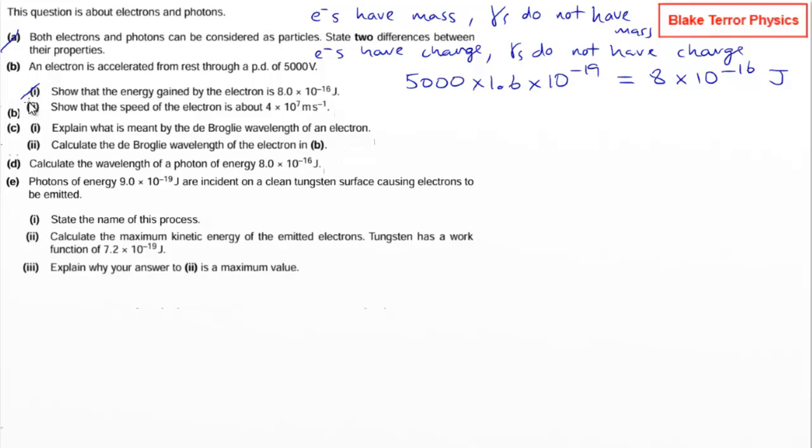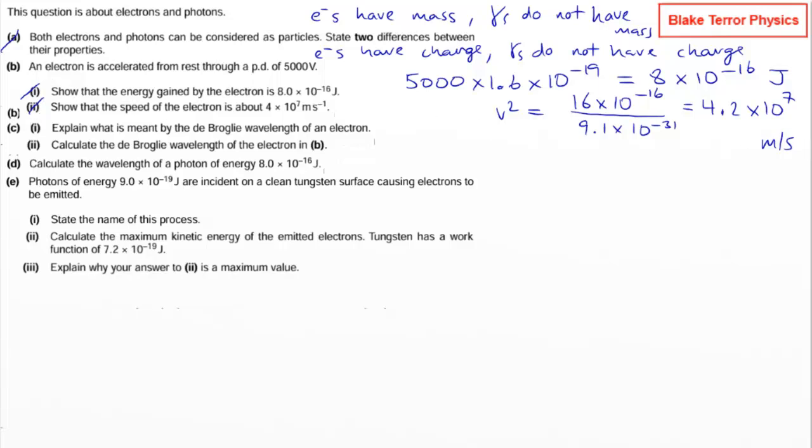Show that the speed of the electron is around about 4 times 10 to the 7. Right, we've done this loads of times. So this is our half mv squared. So we're going to say then v squared, we multiply that by 2. So we get 16 times 10 to the minus 16. Then we divide by the mass of the electron, 9.1 times 10 to the minus 31. So work out that fraction and square root it, giving 4.2 times 10 to the 7 meters per second.